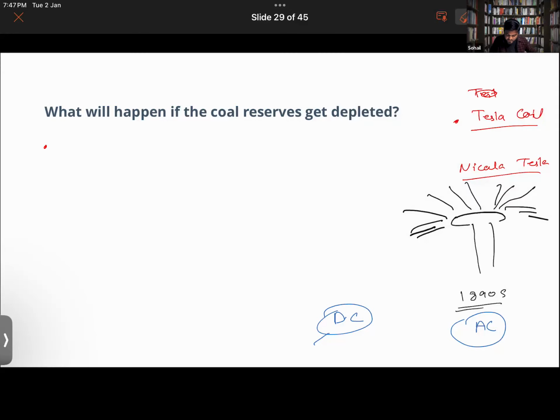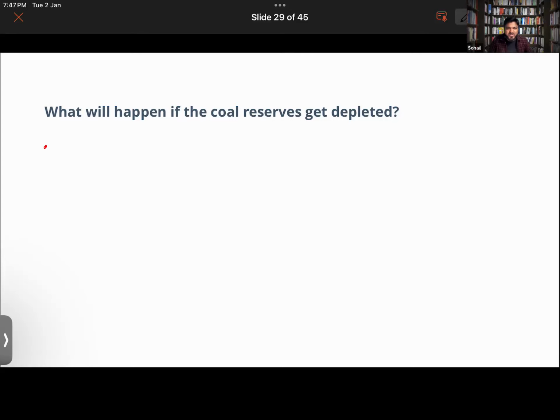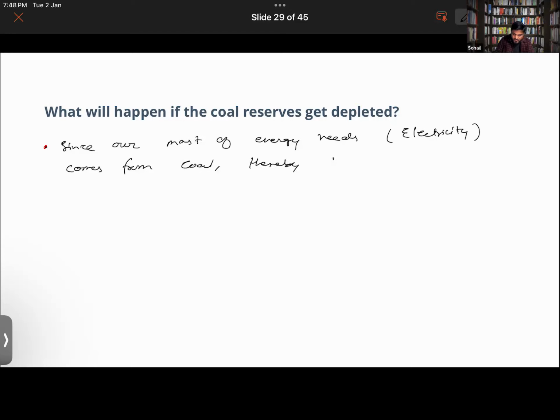What would happen if the coal reserves were to get exhausted? The simple thing is that most of our energy needs are dependent upon coal. Most of our energy needs, basically electricity, come from coal, so our needs will be impacted. Thereby we need to use coal in an efficient manner.